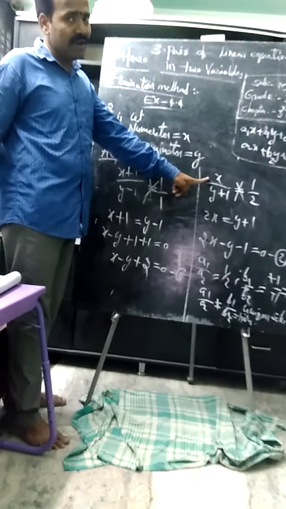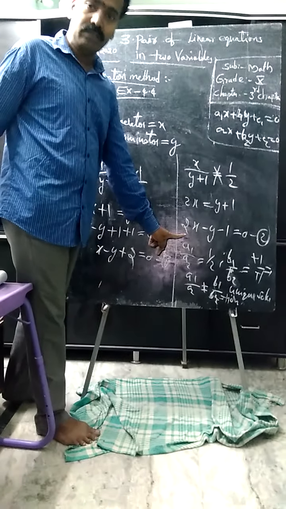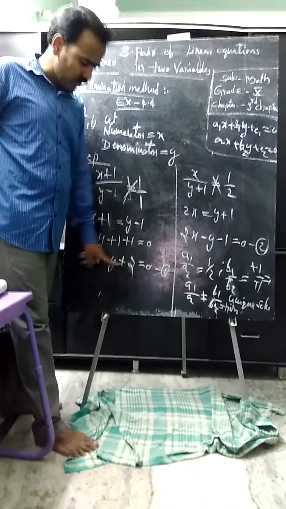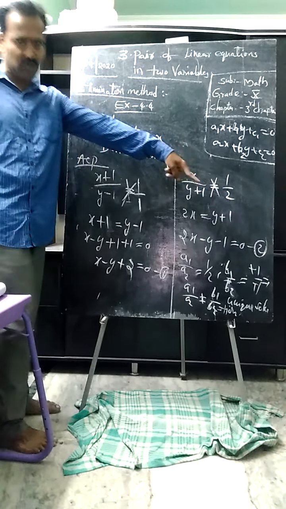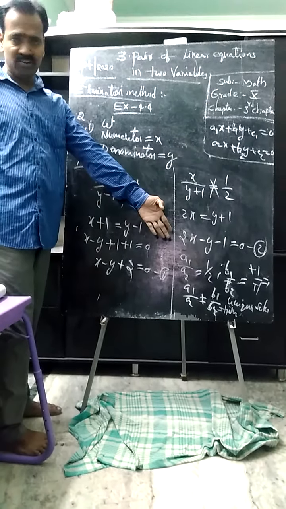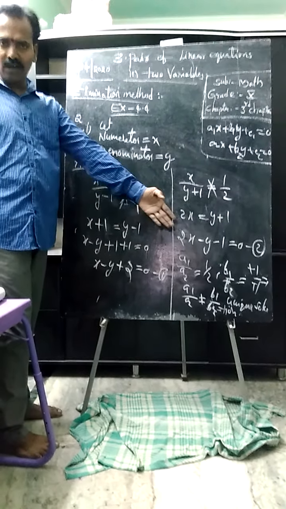Again, when we add 1 only to the denominator, do cross multiplication again. We got one more equation. We have here x minus y plus 2 is equal to 0, equation 1, and 2x minus y minus 1 is equal to 0, equation 2. And check whether they have a unique solution or not. Yes, a1 by a2 is 1 by 2, b1 by b2 is 1. So they have a unique solution.